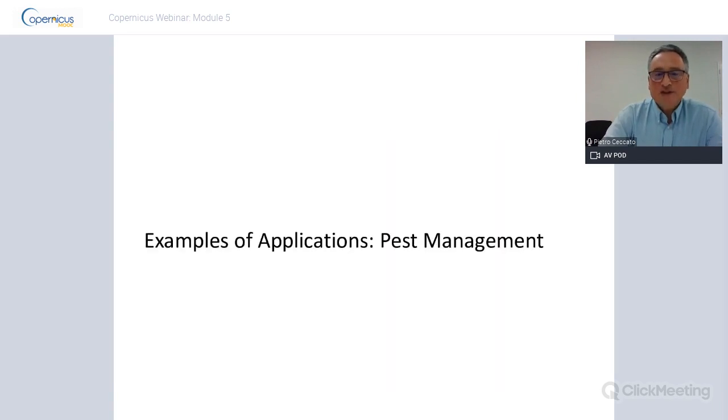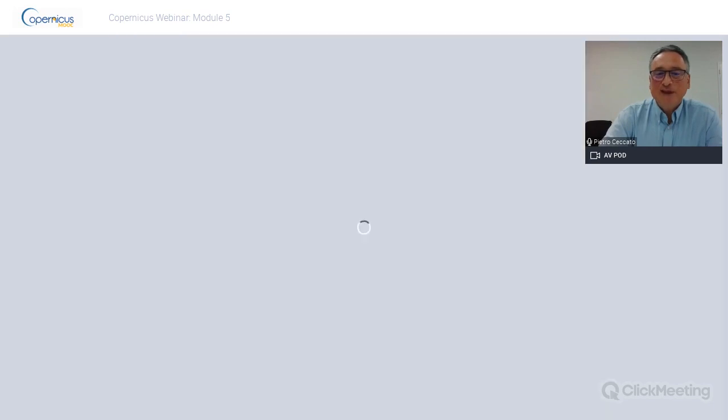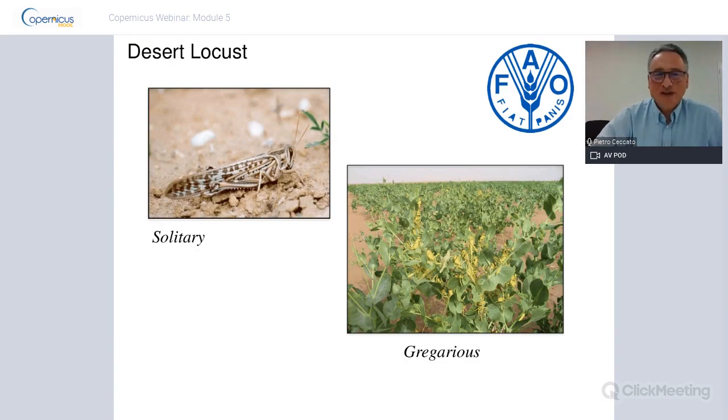Another application is pest management, and here the pest is the desert locust, because I worked for the Food and Agriculture Organization, FAO, based in Rome, and the aim there was to monitor the locust, which on the left is solitary. When the conditions are dry, it lives in the desert, and that's fine.